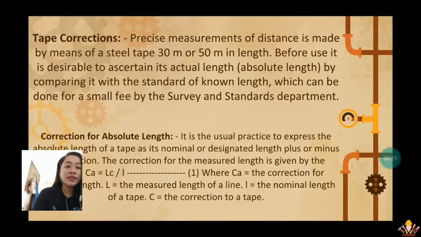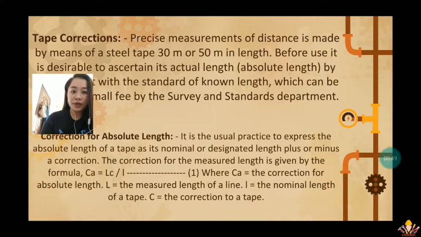Precise measurement of distance is made by means of a steel tape, 30 meters or 50 meters in length. Before use, it is desirable to ascertain its actual length, which is the absolute length, by comparing it with the standard of known length, which can be done for a small fee by the Survey and Standards Department.